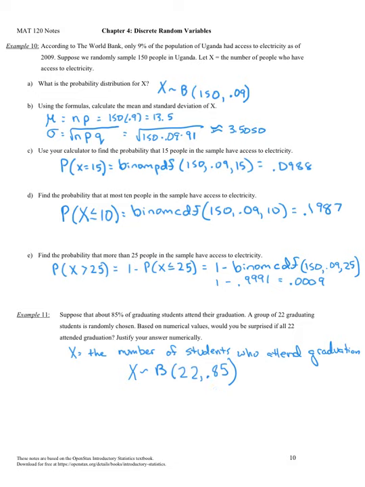And then we're asked what would be the probability if 22 attended graduation. So we're going to look for this probability, which would be a binomial PDF. And that equals about 0.0280. Now, is this usual? Remember, anything under 5% is unusual. This is about 2.8%. So this is unusual.